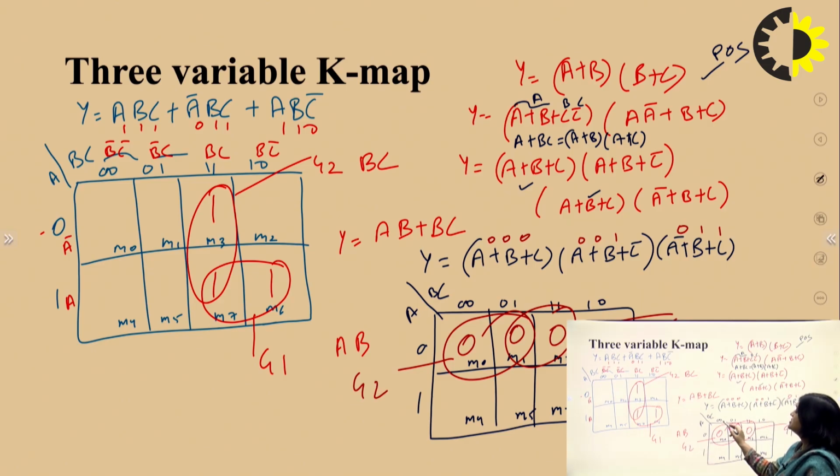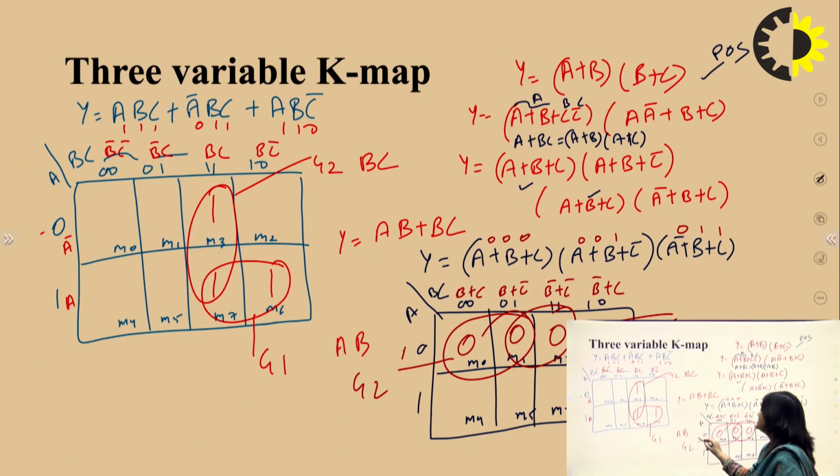Now this 0 0 means B plus C. This 0 1 is B plus C bar. This is B bar plus C bar, and B bar plus C. This 0 means A, and 1 means A bar, because these are the max terms. So 0 0 will represent B plus C, and 0 1 will represent B plus C bar.